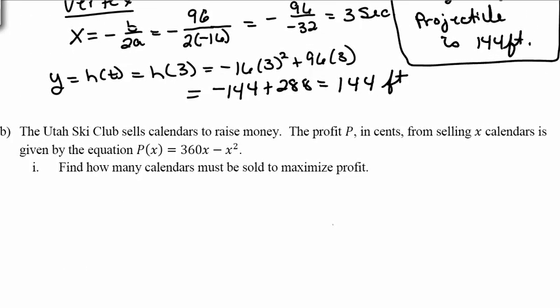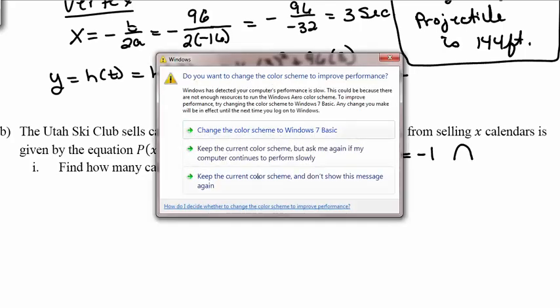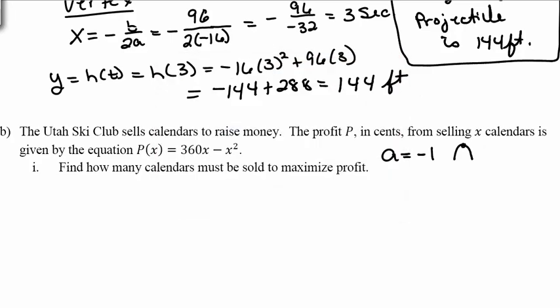Our next example here, the Utah Ski Club sells calendars to raise money. The profit P in cents from selling x calendars is given by the equation P of x equals 360x minus x squared. So a again for this one is negative 1. So we have that's opening down like this, and we have a maximum at our vertex. So how many calendars must be sold to maximize profit?